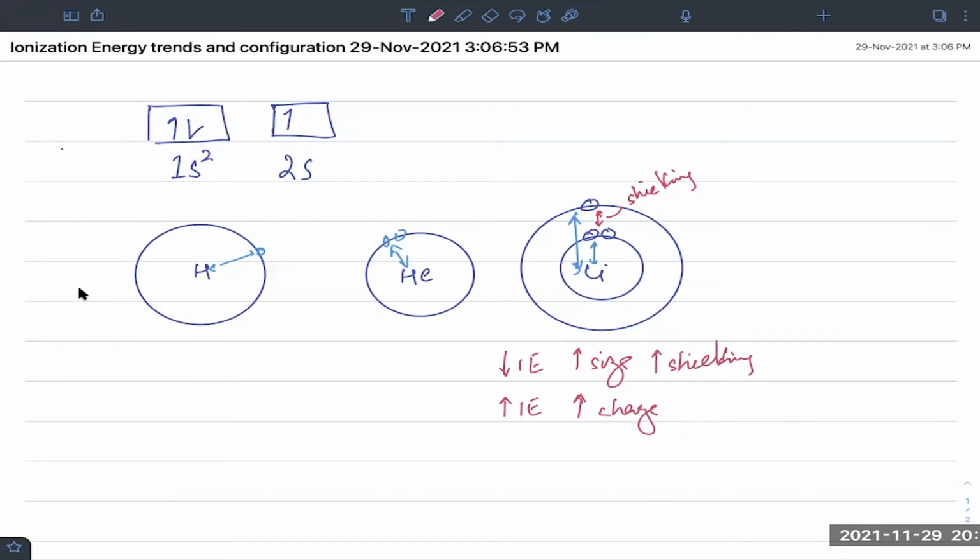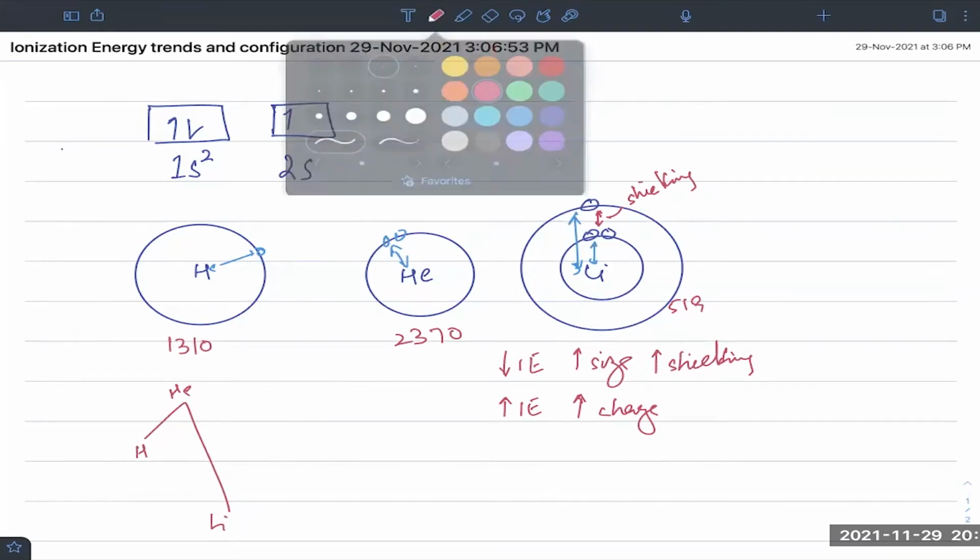If you look at the values, the first ionization energy of helium and the others were given, and you can see from the table that we had. For hydrogen, the first one is 1310. For helium, it is 2370. And for lithium, it's just 519. So there's a rapid decrease. So the graph might go something like this. This is hydrogen, this is helium, this is lithium. Okay, fair enough. Now moving on.